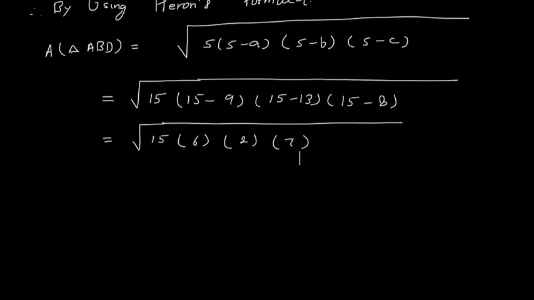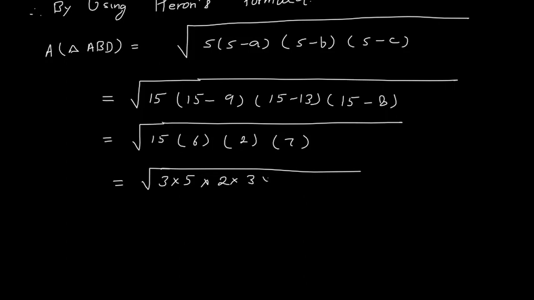So this is equal to, now 15 I can write as 3 into 5, 6 I can write as 2 into 3, and this is 2 into 7. So I have one pair for 3 and one pair for 2. So 3 into 2, 6, I will take out. Inside I have 7 5s are 35. So 6 root 35 meter square is the area of ABD.